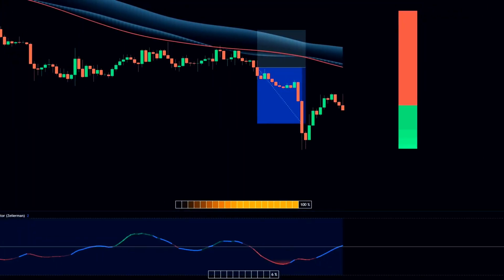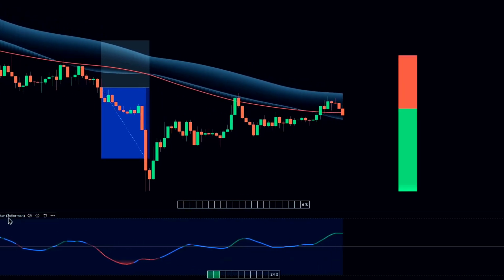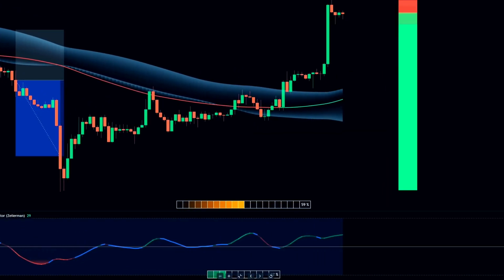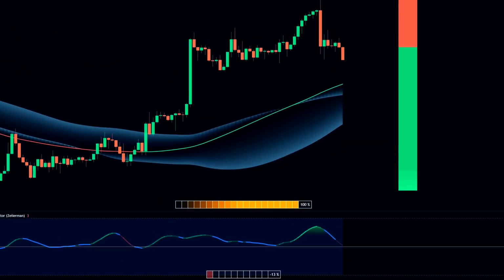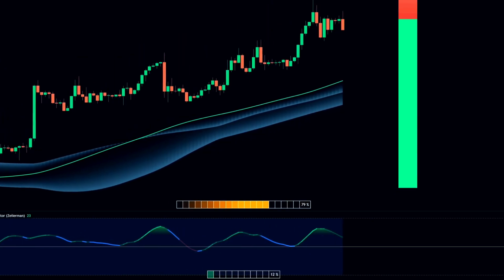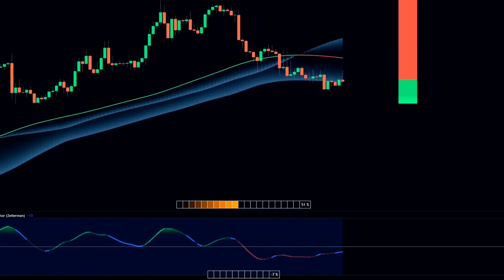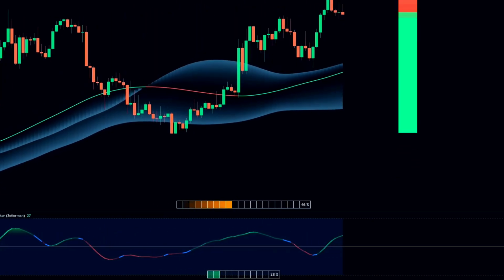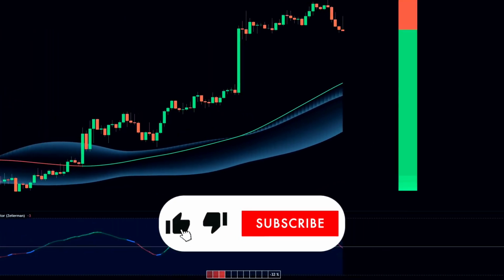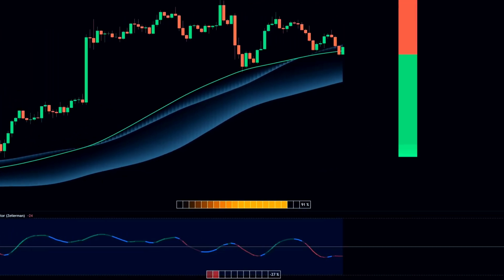Both of these indicators created by Zimmerman excel at adapting to market conditions and measuring trend strength. By combining them, we can create a powerful strategy for identifying high probability trades. Remember, this is not financial advice and no strategy is foolproof. Always backtest and do your research.